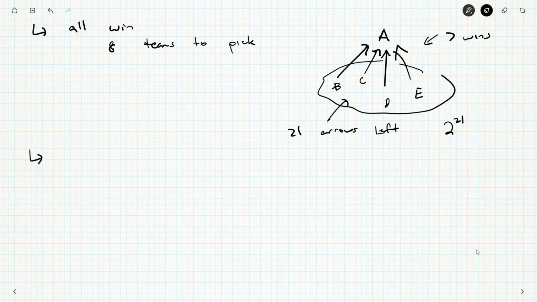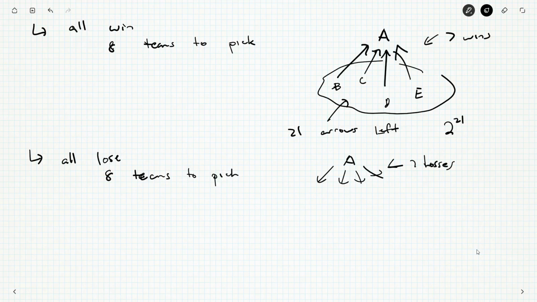Now, how about all lose? It's going to be the exact same thing. 8 teams. We pick one of them. We'll denote it by A, but it really doesn't matter who he is. And we're going to have 7 losses. So the arrows are pointing away. And then what happens amongst the other teams? I don't really care. Anything can happen as far as I'm concerned.